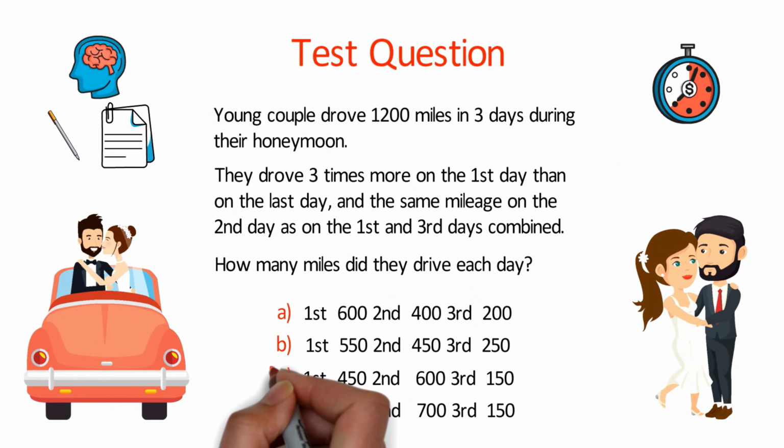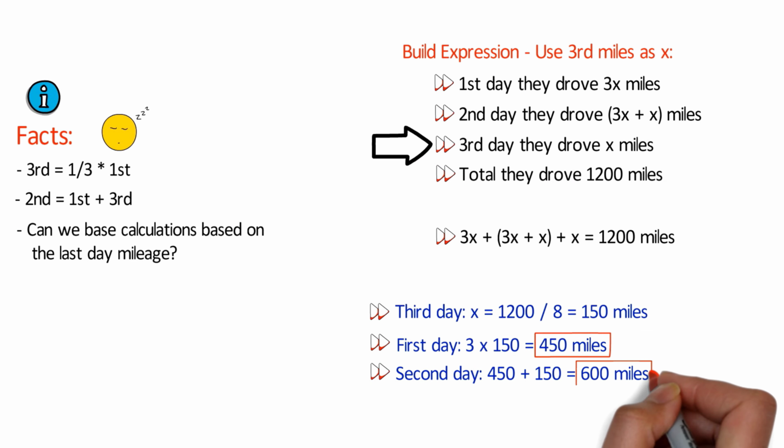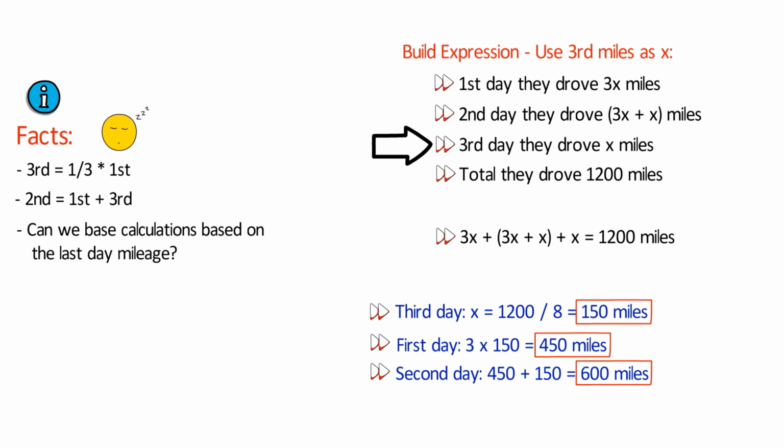So the correct choice here is choice C. On the first day, 450 miles, second day 600 miles, and on the third day 150 miles.